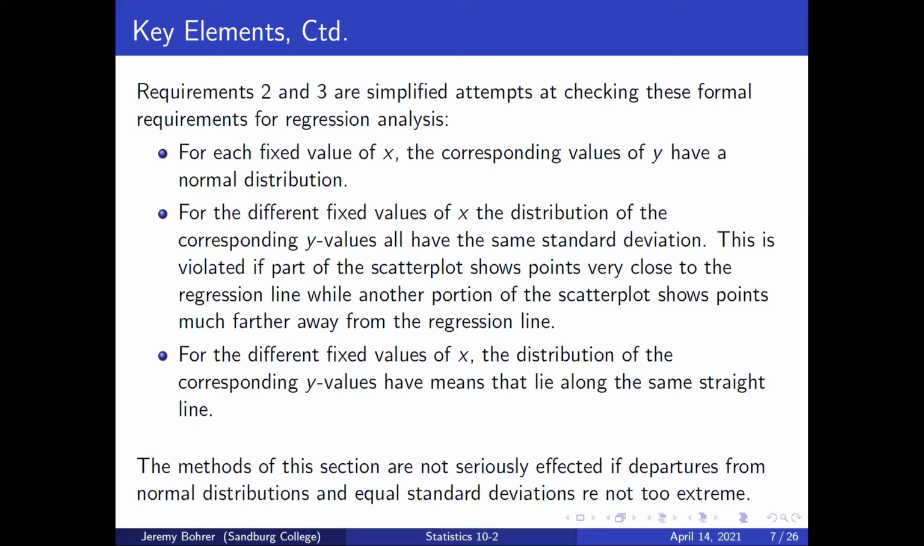For each fixed value of x, the corresponding values of y have a normal distribution. For the different fixed values of x, the distribution of the corresponding y values all have the same standard deviation. This is violated if part of the scatter plot shows points very close to the regression line, while another portion of the scatter plot shows points much farther away from the regression line. And for different fixed values of x, the distribution of the corresponding y values have means that lie along the same straight line. The methods of this section are not seriously affected if departures from normal distributions and equal standard deviations are not too extreme.